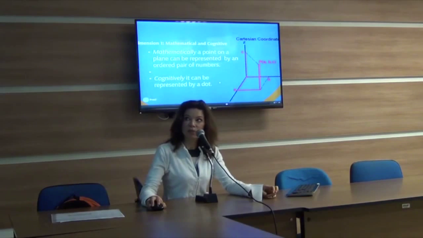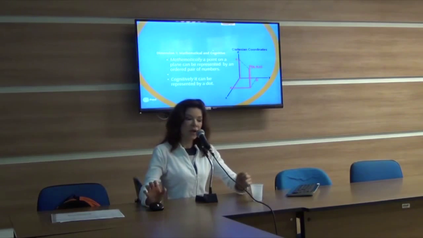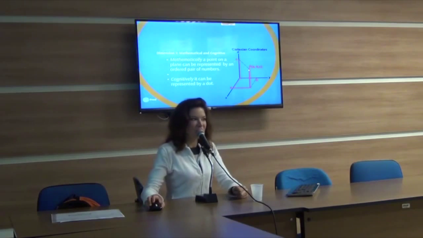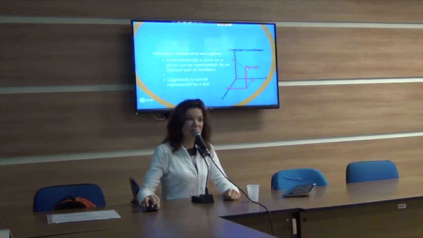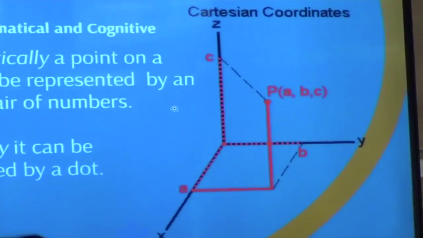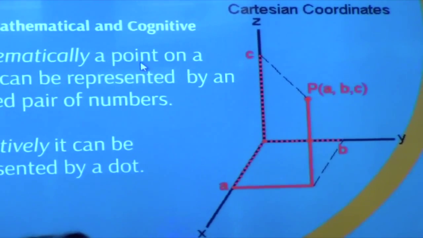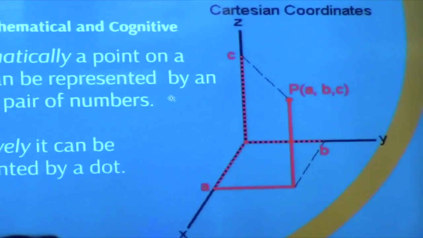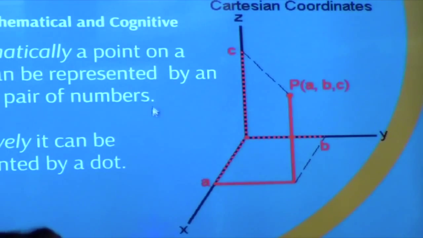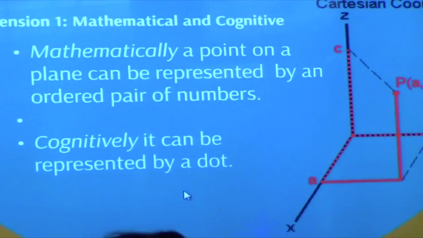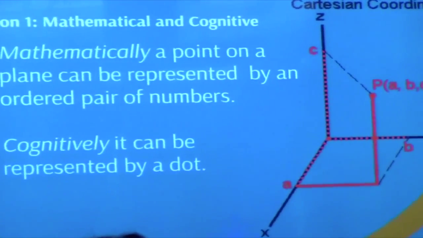Let me remind you that concerning the first dimension, mathematical and cognitive representations, mathematically a point on a plane can be represented by an ordered pair of numbers. So we have a point, well, here in 3 dimensions, not on a plane, in 3 dimensions, we have a point, and in a coordinate system it can be represented by numbers A, B, C. Yeah? This is a mathematical representation of one mathematical object by another. The first object is a point, a geometric object, and the second object is a triple of numbers. Cognitively, it can be represented as a dot on the drawing. So I hope you grasp this difference.